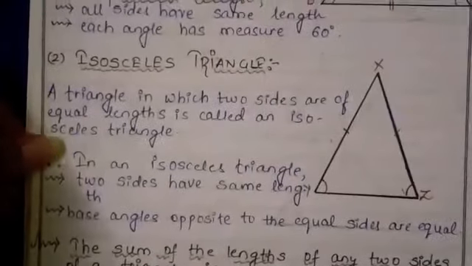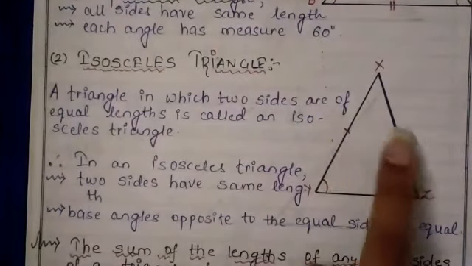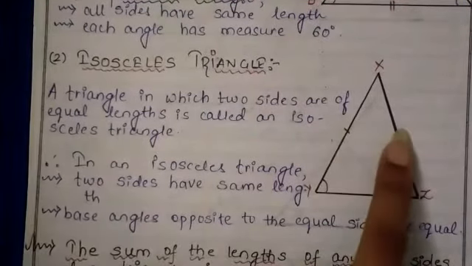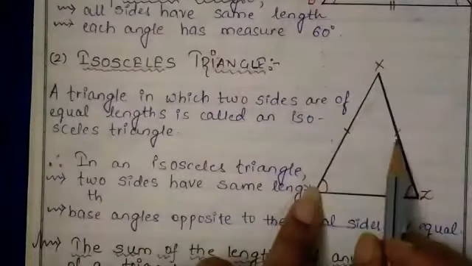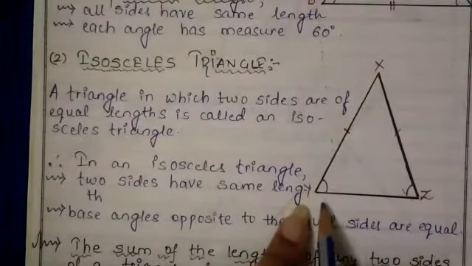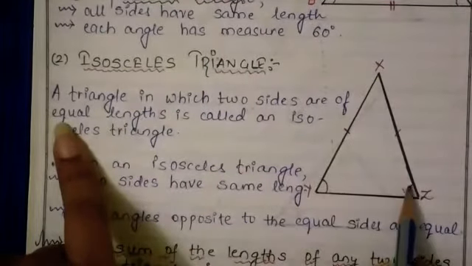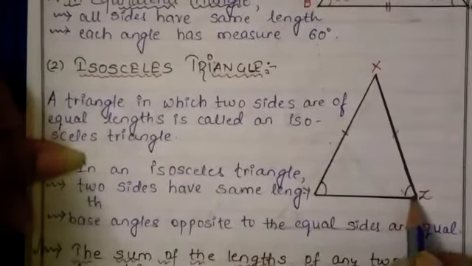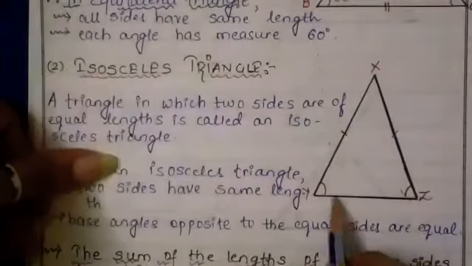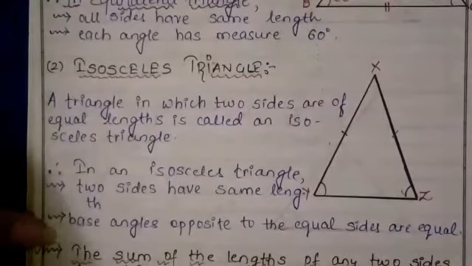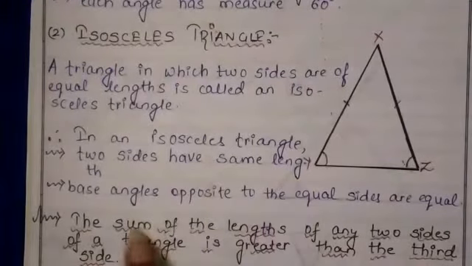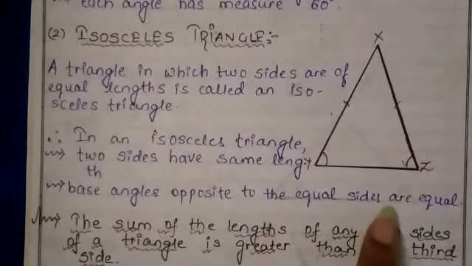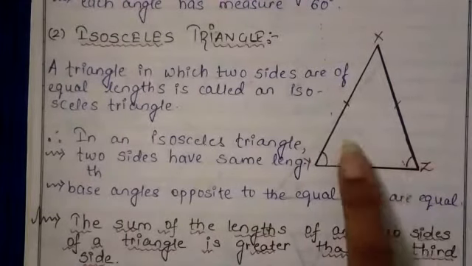Fine. Next is isosceles triangle. In an isosceles triangle we know that two sides are the same. These two sides are the same. But since these two sides are the same, what happens? See, the angle opposite to this side and the angle opposite to this side are also the same. Means we can say that in an isosceles triangle the two base angles are also the same. We know that this is the base of the triangle on which the triangle is standing. So these two base angles are also the same. So we can say that in an isosceles triangle two sides have the same length and the base angles opposite to the equal sides are also equal. Fine.